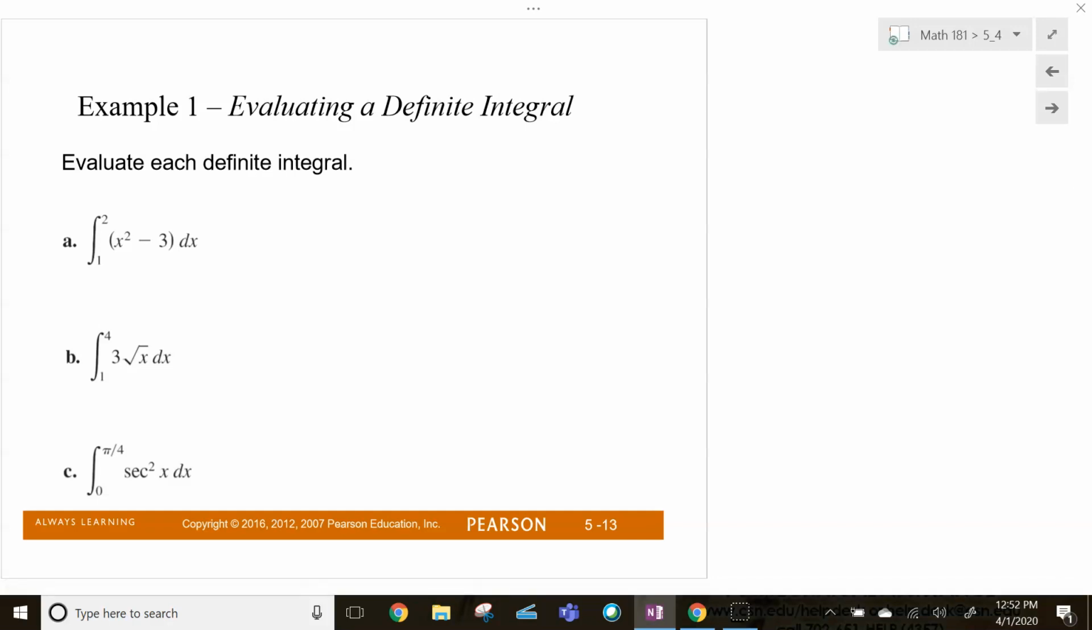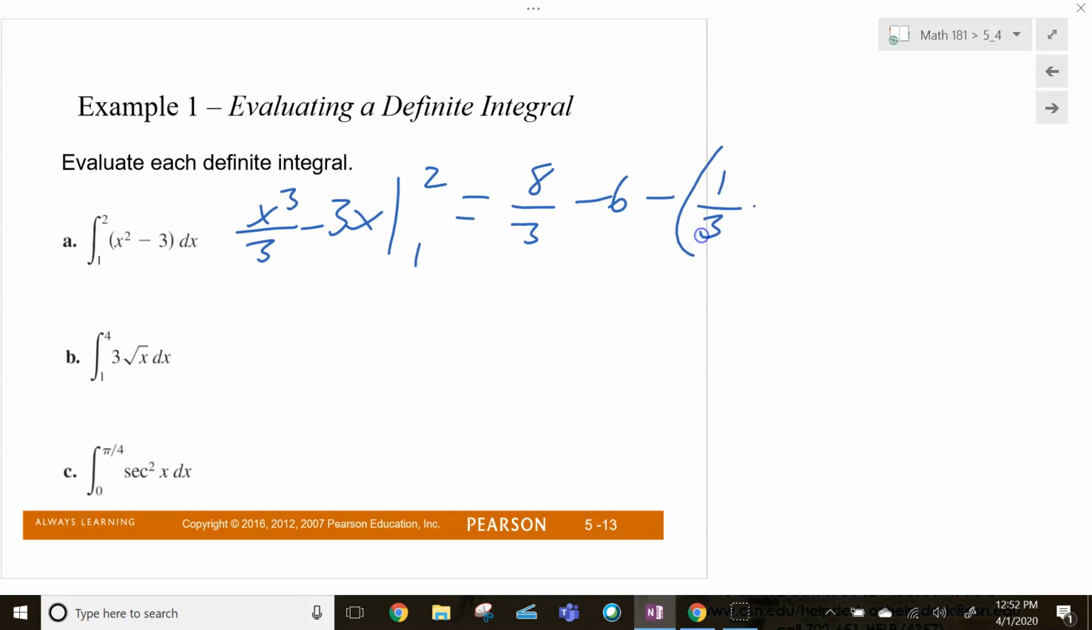All right, so let's evaluate a few of these here. We've got x to the 3rd over 3 minus 3x from 1 to 2. So we end up with 8/3 minus 6, minus, now we plug the 1 in, 1/3 minus 3, and we end up with -2/3.